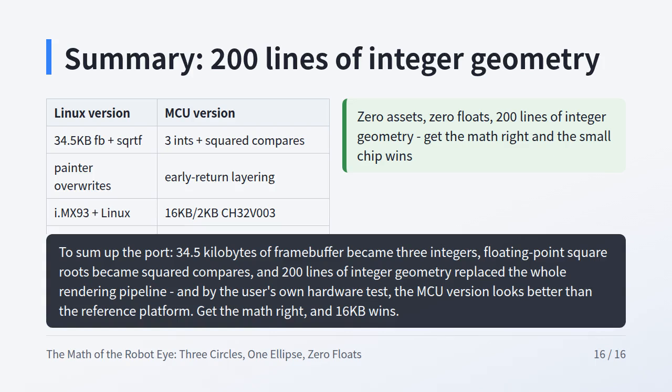To sum up the port, 34.5 kilobytes of framebuffer became 3 integers, floating point square roots became squared compares, and 200 lines of integer geometry replaced the whole rendering pipeline, and by the user's own hardware test, the MCU version looks better than the reference platform. Get the math right, and 16 kilobytes wins.